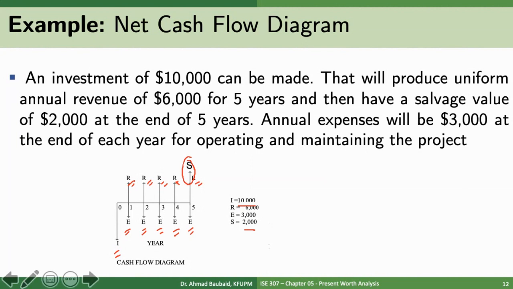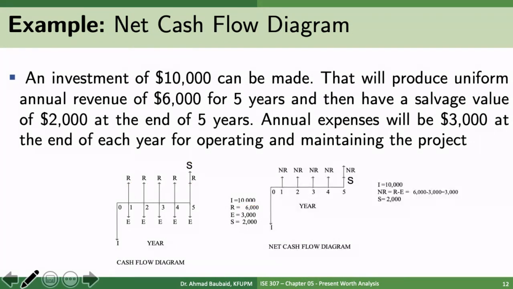We've seen this before. We've also seen how to convert this into a net cash flow diagram, and hopefully, this is very trivial at this point. You basically subtract benefits minus costs at each time period. Okay, so you see here income minus expenses. And so revenue minus expense is equal to 3,000. So I'm just going to indicate that every year for 5 years. And of course, I still have my salvage value at the end.